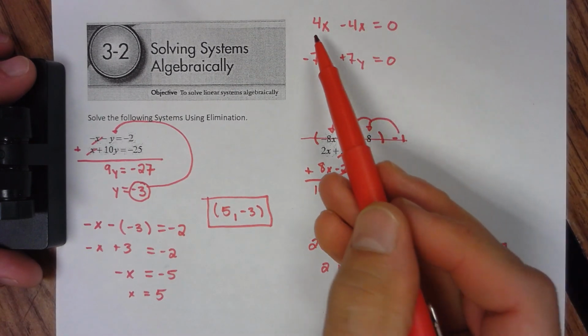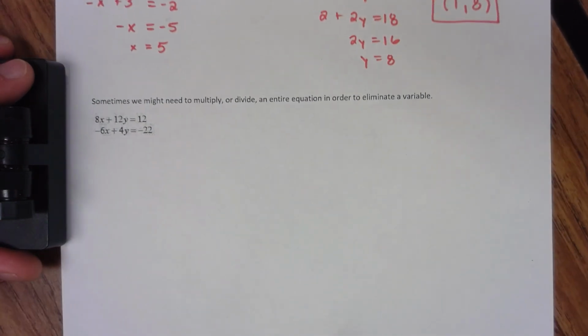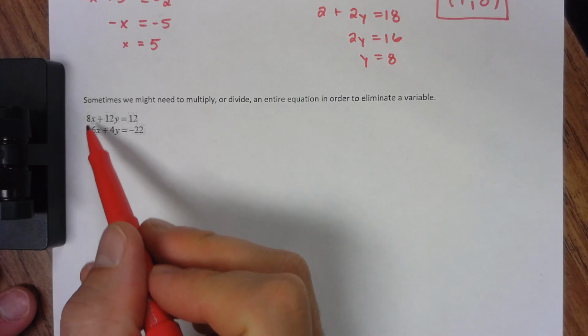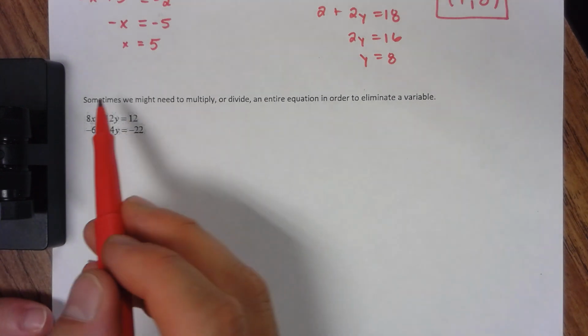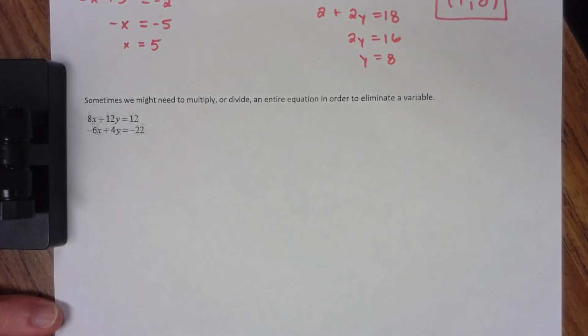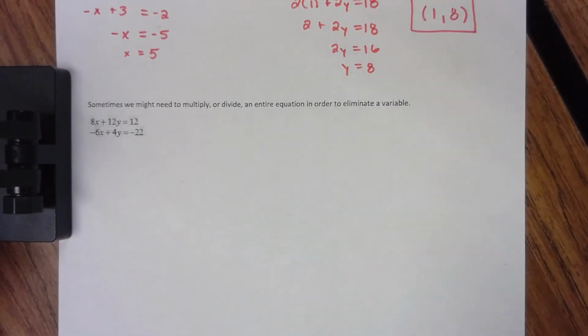It goes back to what I started with, getting a 4x and a -4x, or a -7y and a +7y. So when I get to an equation where I don't have the same amount of x's or y's, and nothing will eliminate right away, we might have to multiply, or you can even divide an entire equation in order to eliminate a variable. Typically there won't be many where you need to divide everything by a particular number. Most of the time multiplying will accomplish that, but dividing an entire equation by a number is absolutely okay.